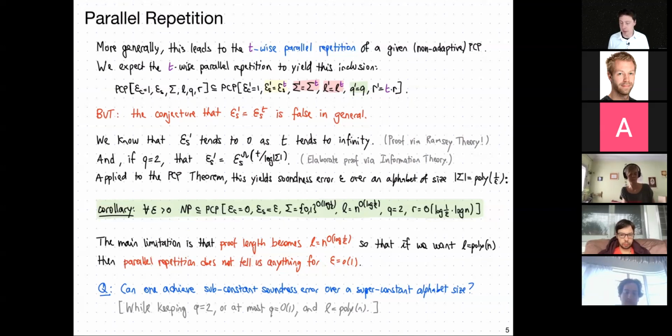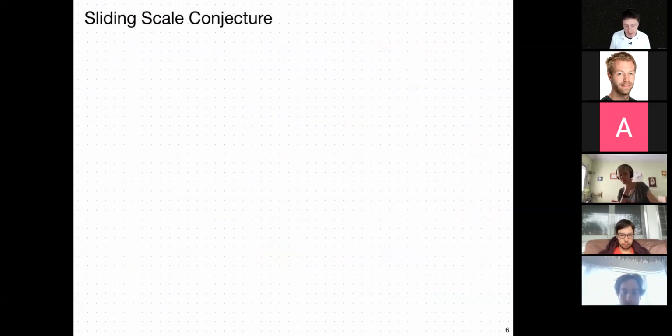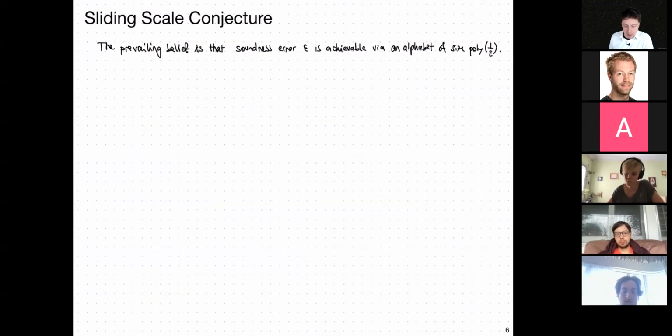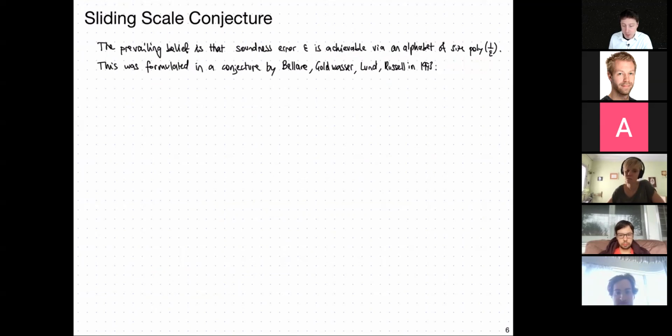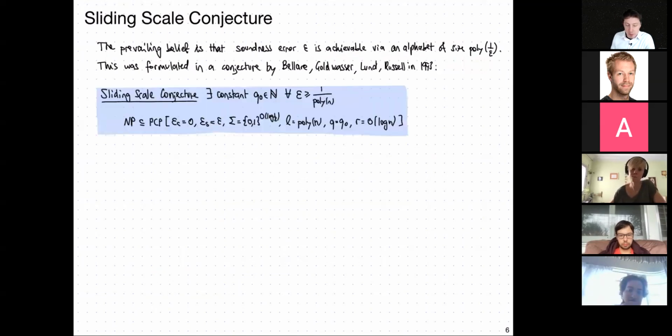All right. So this leads to one of the main open questions in the PCP area. And the prevailing belief is that the soundness error epsilon is achievable with an alphabet size of poly 1 over epsilon and still with polynomial proof length. So this was actually conjectured a long while ago in a paper by Lapidot, Goldwasser, Lund, and Russell, '93, something, that is known as the sliding scale conjecture. It says that there is some constant number of queries, maybe not 2, maybe it's like 55, such that for any error that is at least 1 over poly, you can simultaneously achieve polynomial proof length and soundness error epsilon that is potentially subconstant. And yes, you're going to take a hit in your alphabet size. All right.